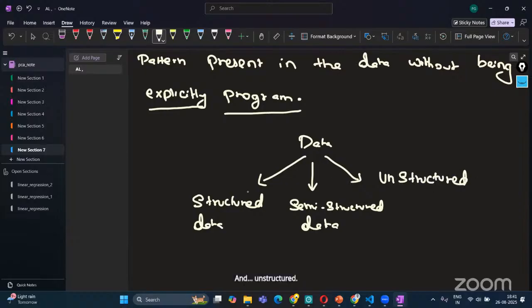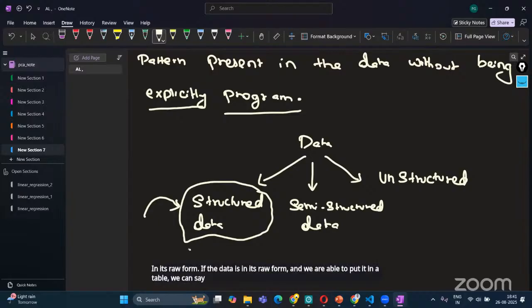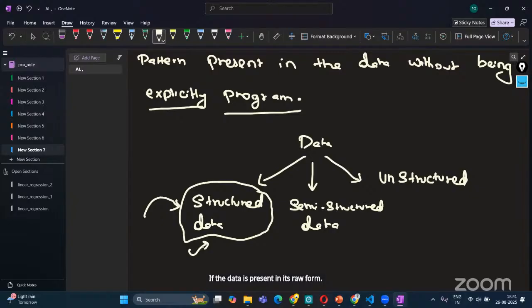When it comes to structured data, if the data is in its raw form and we are able to put it in a table, we can call it structured data.